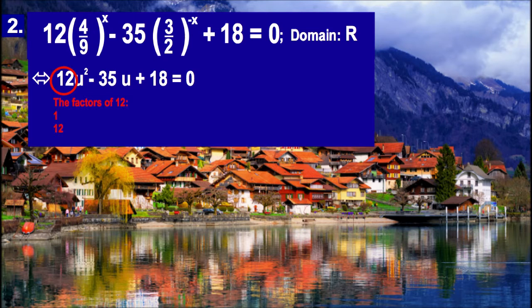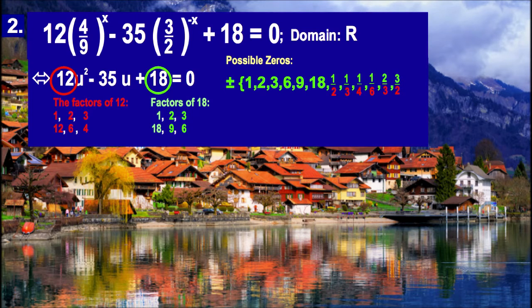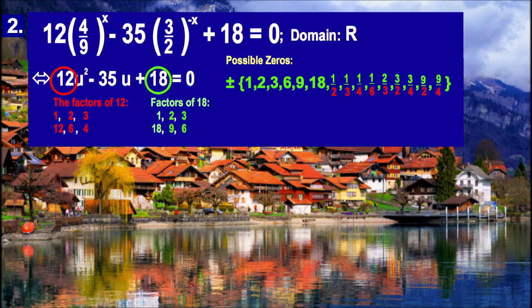The factors of 12 are 1 and 12, 2 and 6, 3 and 4, and the factors of 18 are 1 and 18, 2 and 9, 3 and 6. The possible zeros are thus plus or minus the set made of 1, 2, 3, 6, 9, 18, 1/2, 1/3, 1/4, 1/6, 2/3, 3/2, 3/4, 9 over 2, and 9 over 4. Since u is equal to 2 over 3 everything raised to the x, let's try 2 over 3.